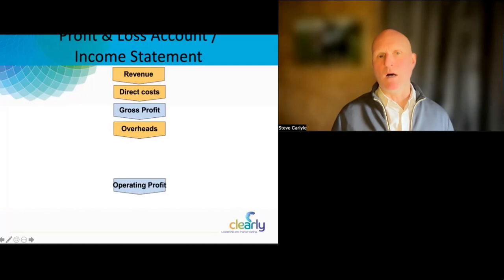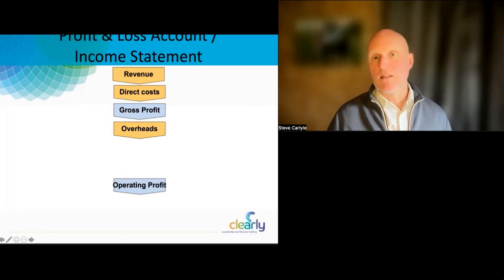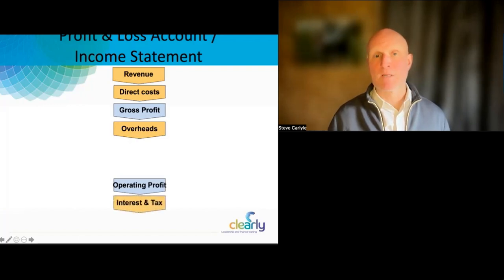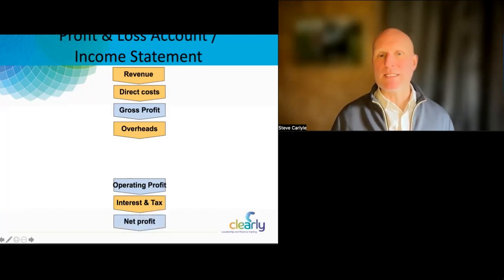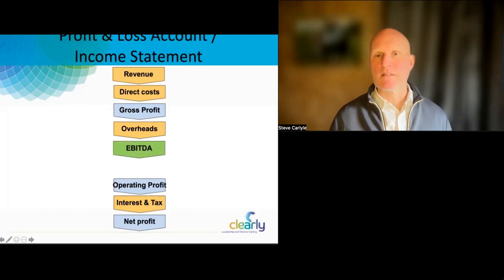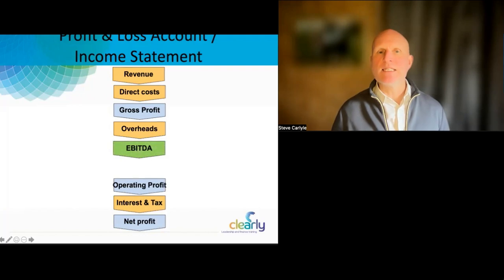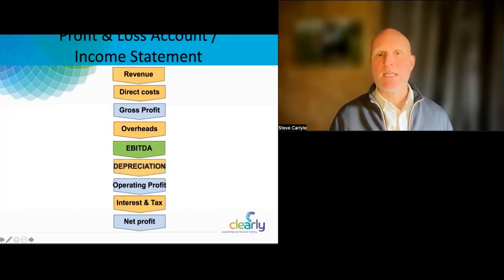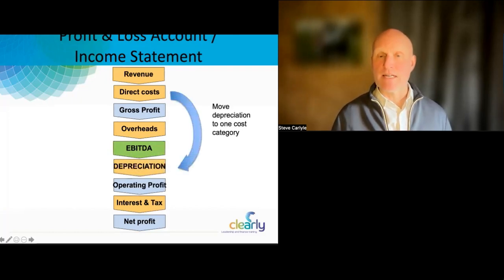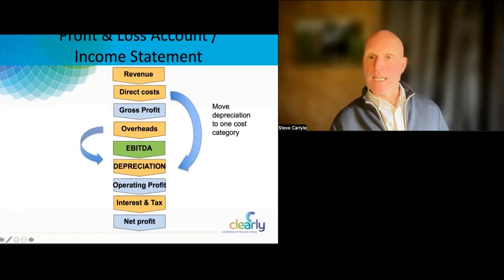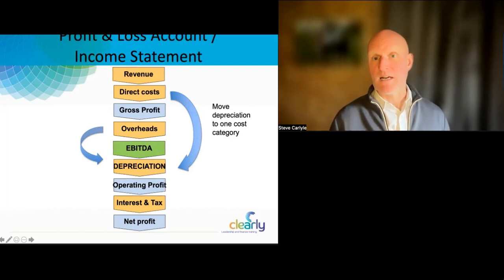Now remember, in your direct costs, you've got any depreciation that relates to direct costs. In your overheads, you've got any depreciation of assets that are used in the overheads of the business. I'll just put in there for completeness the interest and tax and the net profit at the bottom. Now, EBITDA. I'll put that in as a green box so you can see it clearly. EBITDA is the earnings before interest and tax and depreciation and amortization. So what you're effectively doing when you're creating the EBITDA line is taking the depreciation out of your direct costs, taking your depreciation out of your overheads, putting it in a separate line below EBITDA, and then we've effectively inserted an extra subtotal in our profit and loss account.